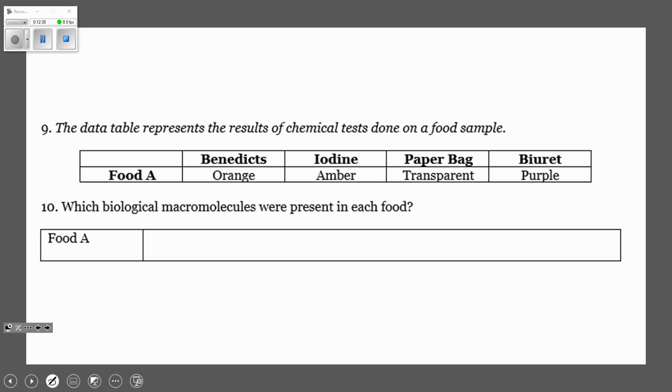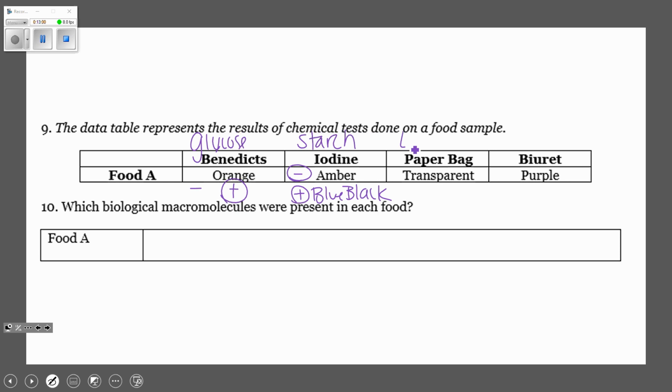Over here, we have some chemical testing. You should be familiar with it. Chemical testing for Benedict's, that's going to test for glucose. And this orange color would be a positive. Iodine is going to test for starch. Amber is actually a negative. If it was a positive, it would be represented by blue-black.